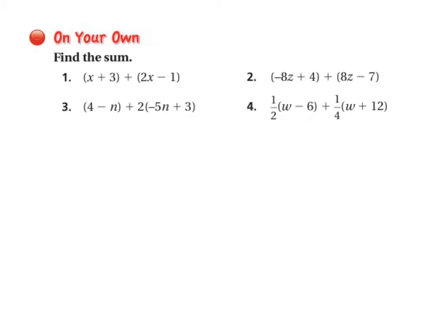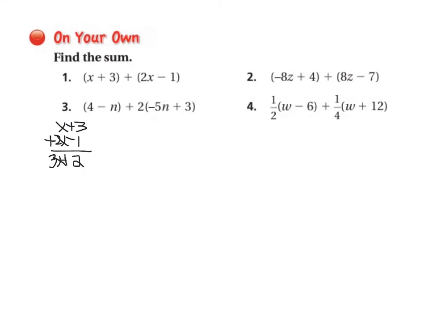Now we're going to work on the on your own problems. Remember to copy these into your notebook as we go. For number 1, x plus 3 plus 2x minus 1, I'll be doing this one vertically, so we'll align the like terms. So it looks like this, 2x minus 1. So we just add x plus 2x equals 3x, and then 3 minus 1 equals 2. So we have 3x plus 2.